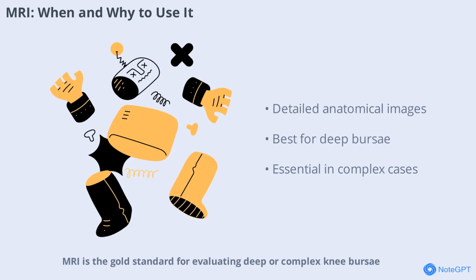MRI is the gold standard for evaluating deep or complex knee bursae. It provides superior anatomical detail, helps distinguish bursitis from meniscal tears, ligament injuries, or tumors, and is essential for assessing deeper bursae like the suprapatellar or semimembranosus. MRI is also crucial when infection, crystal deposition, or tumors are suspected. Although more expensive, MRI's detailed images can be decisive in challenging cases, ensuring the correct diagnosis and optimal treatment.